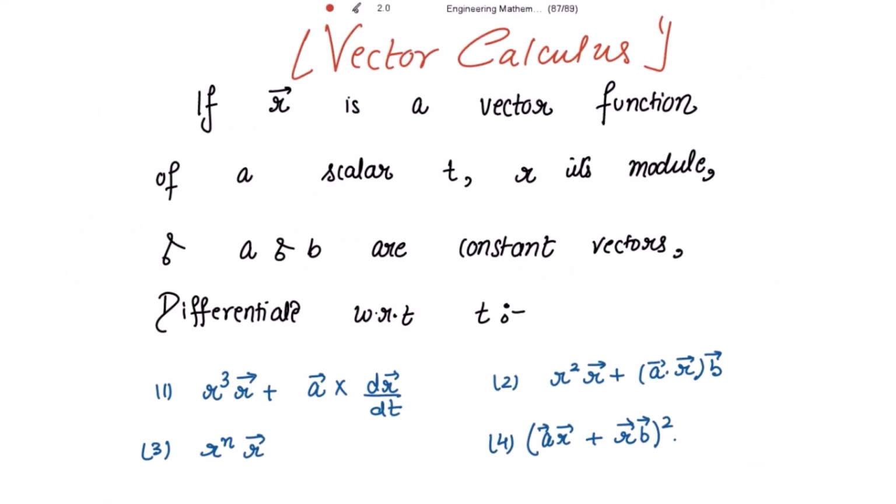If r vector is the vector function of a scalar t, and r is its module, which means if I take the modulus of this r vector, I am getting its magnitude to be r, right? And a and b are constant vectors, then we need to differentiate all these four parts with respect to the scalar variable t. So we need to differentiate all of these with respect to t, which is our scalar variable, and here a and b are constant vectors. Let's start with the solution.